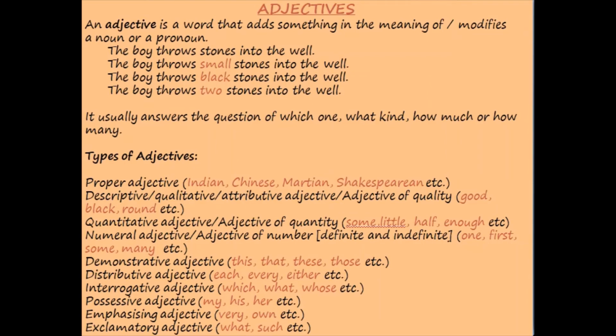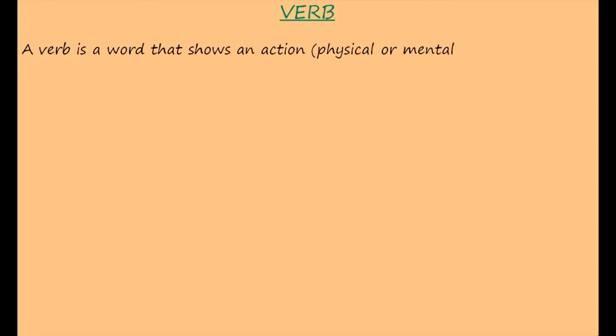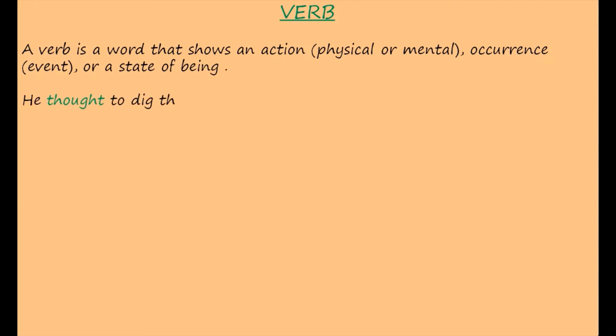So these were adjectives. Now comes the verb, the most important part in a sentence. A verb is a word that shows an action. The action may be physical or mental. It can show occurrence, any happening event, or a state of being. Let us take some examples to understand a verb. He thought to dig the ground and picked up a spade.